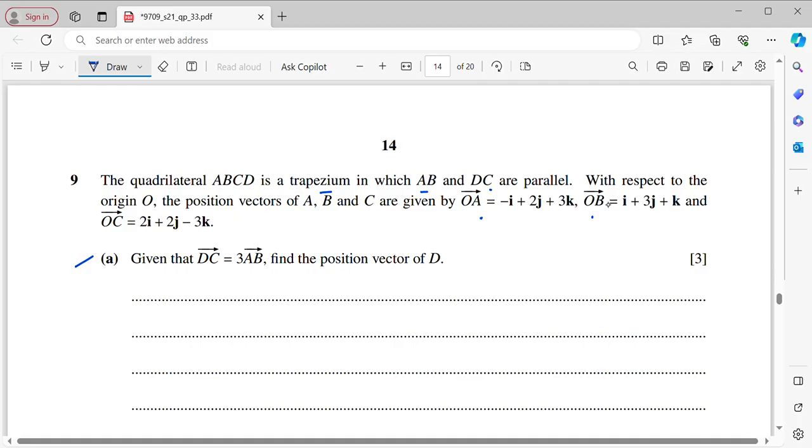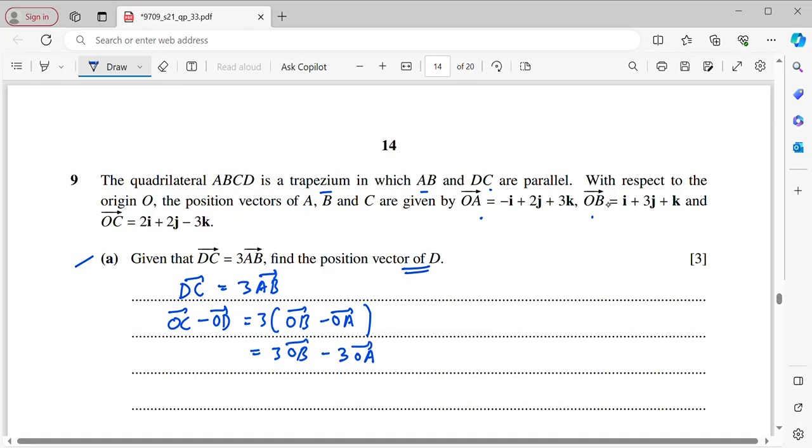So now, from here, I will start with DC equals 3AB. So vector DC is basically OC minus OD. Then vector AB is OB minus OA. And now we need to get OD. So from here, it will be 3OB minus 3OA. That is my OC minus OD.